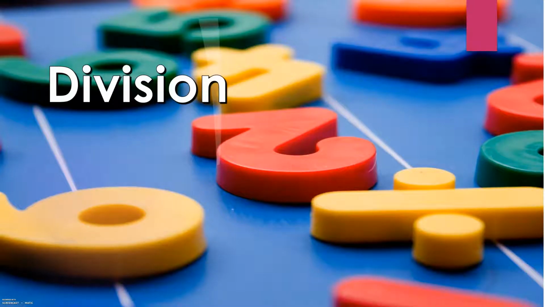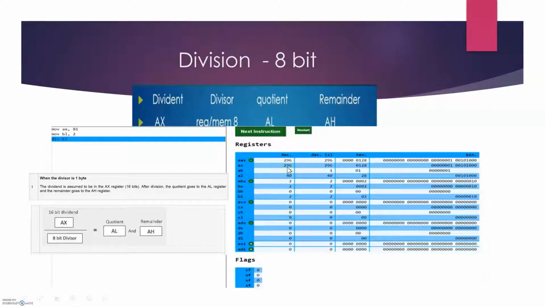So how do we do division in assembly? In 8-bit, our dividend register is AX. The divisor is an 8-bit size, the quotient is stored in the AL register, and the remainder is stored in the AH register. So when you divide AX, a 16-bit dividend, by an 8-bit divisor, you get AL, which is our quotient, and AH, which is our remainder.